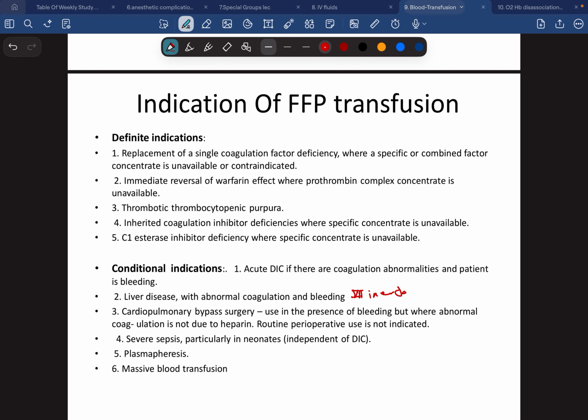Part of a massive blood transfusion: does anyone know the definition of massive blood transfusion? Either changing half of the blood within 4 hours, some resources say half of the blood within 1 hour, or changing the whole blood within 24 hours. By definition, massive blood transfusion should be 1 to 1 to 1: packed RBCs, FFP, and platelets. Otherwise, you'll have dilution in your clotting factors, and you will have bleeding tendency.